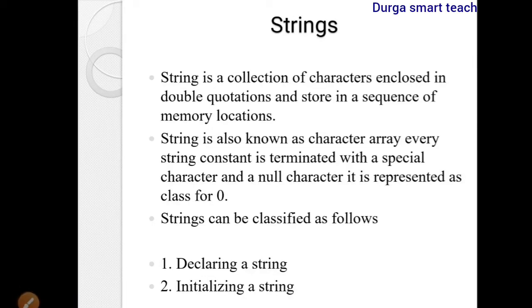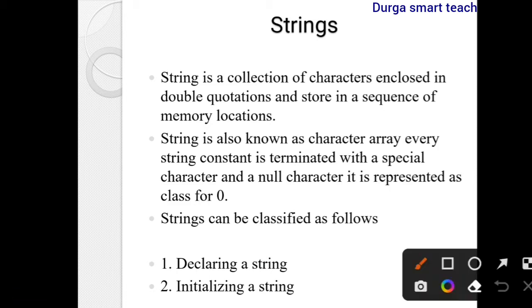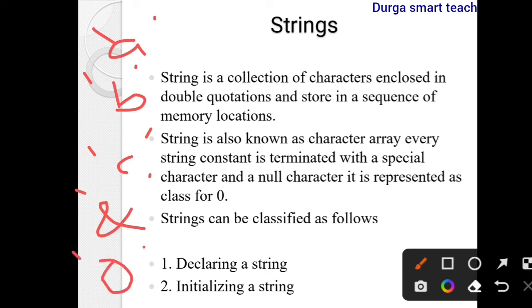Today I am going to discuss strings in C. First you need to know the difference between a character and a string. A character is used to store one single character, like A, B, C, and ampersand. The character is used to store only a single character in single quotation.